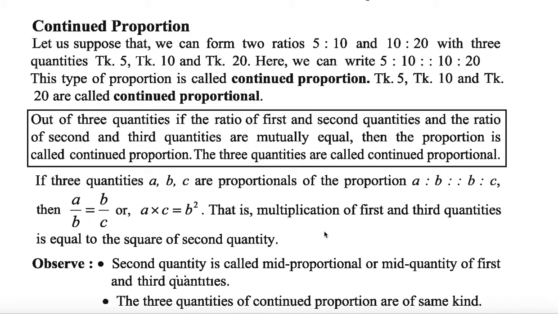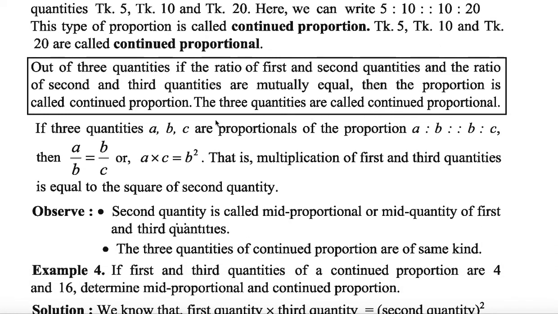Out of the three quantities, if the ratio of the first and second quantities and the ratio of the second and third quantities are mutually equal, then the proportion is called continued proportion. The three quantities are called continued proportional. Here, the second and third must be equal. Then only we call it continued proportional.